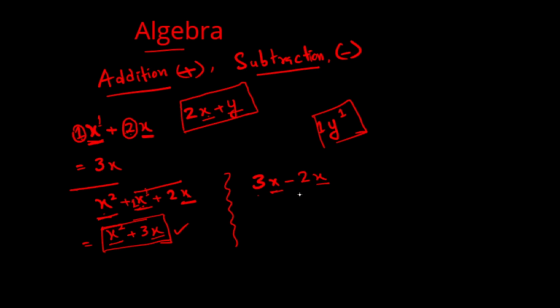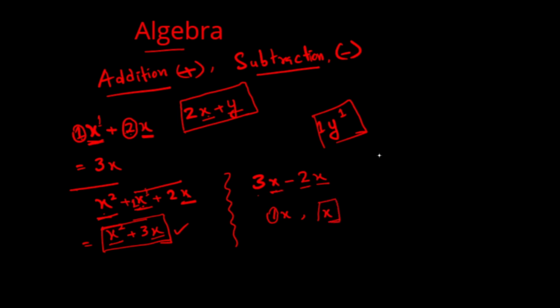The term which has a negative operation will be subtracted, and this has a positive, so we will subtract this term from this term. Subtracting 2 from 3 will be equal to 1x. When there is a 1x, we only write x, because the 1 is always understood, so we do not write this 1. So this will be the final result for this problem.